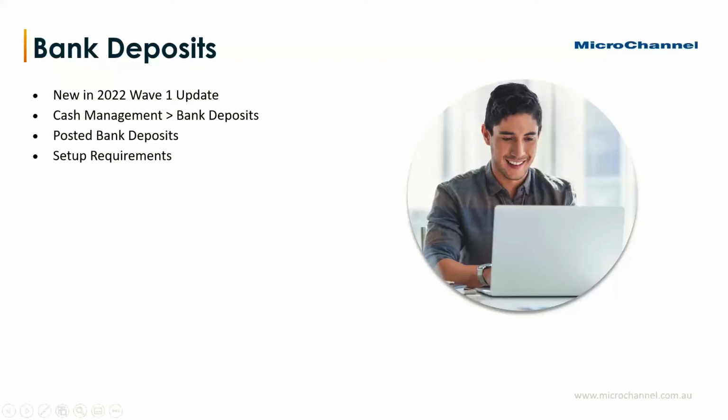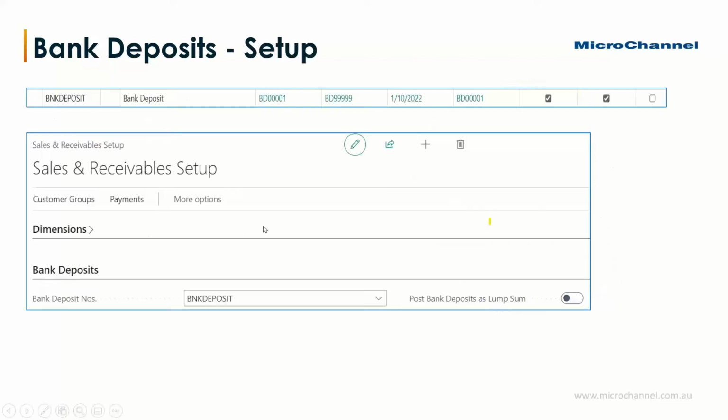There is a bit of setup required to use this feature, and I'll just go through a couple of those. Basically, using the bank deposit, once you've posted it, it will update the general ledger, and it will also update your sub-ledgers, such as the bank account, the customer, and the vendor ledgers. So let's go and have a look at the setup requirements.